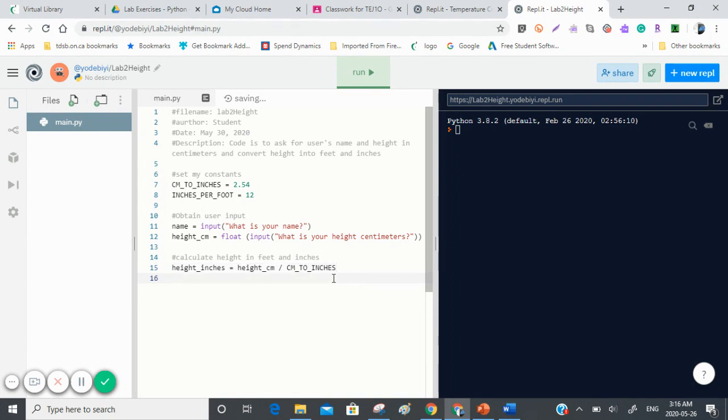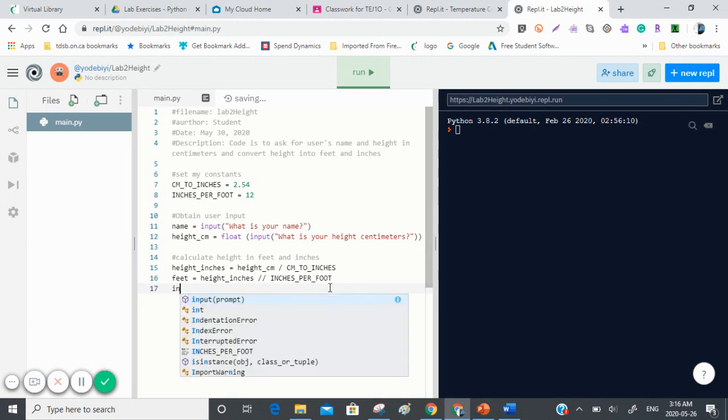Now my next line, I want feet equals the height in inches. So I'll just click on that. Now divided by. I put those two because I don't want any decimals. So I just want feet, because feet is just a solid whole number, divided by inches per foot. So I'm just going to click on that, and it pops up.